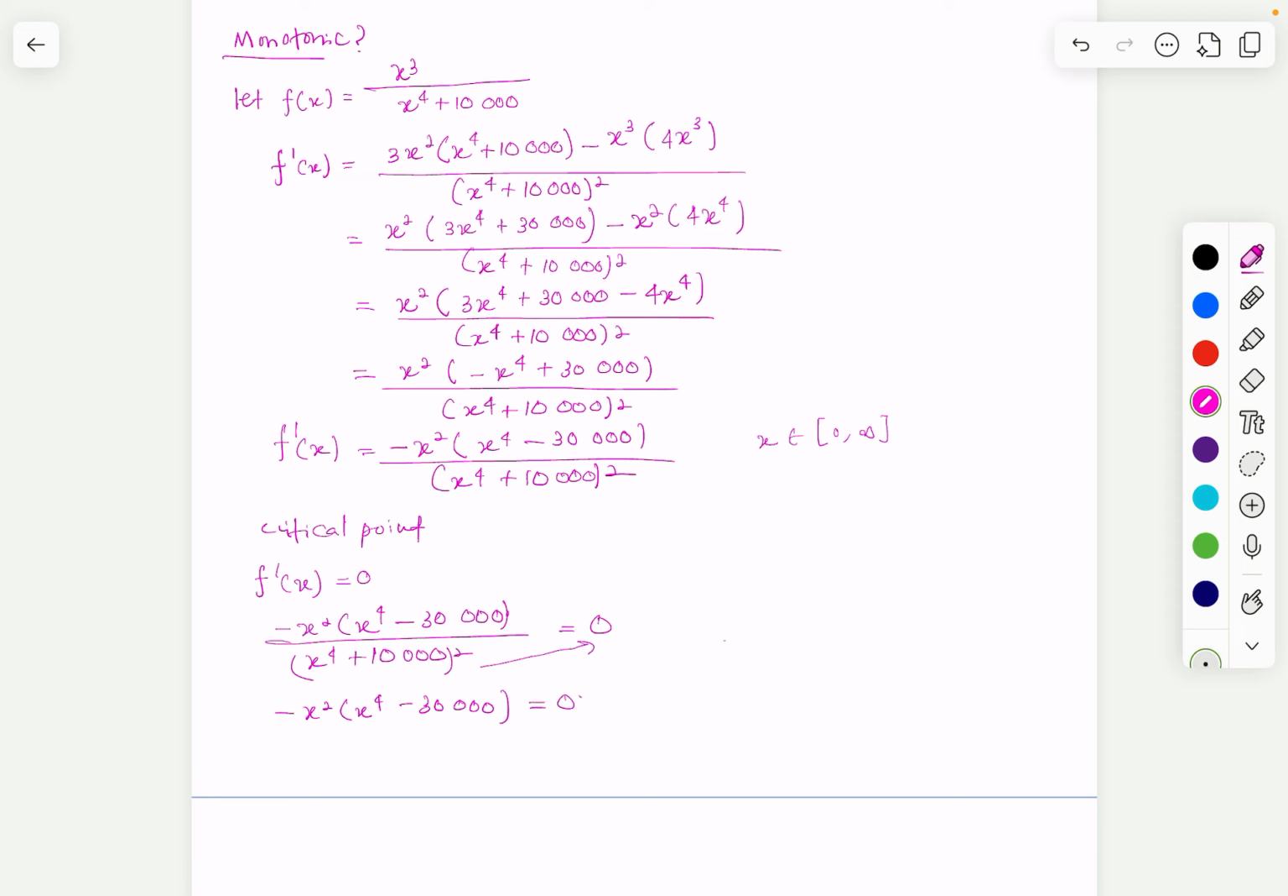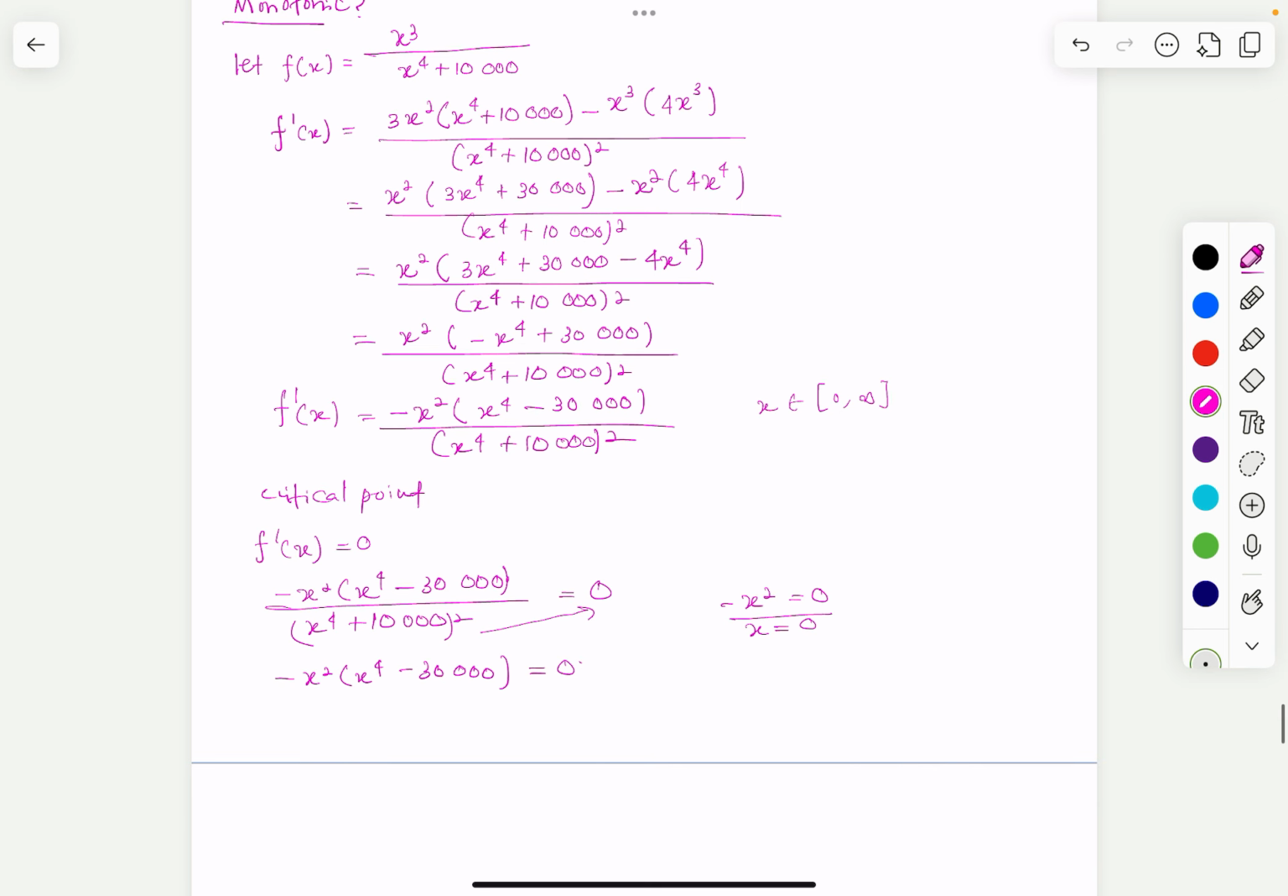So you find the value of x when it is equated to 0. The first one, negative x squared equals 0, so x equals 0. This is the first critical point. The second one is x to the power 4 minus 30,000 equals 0, so x to the power 4 equals 30,000. What is x? You can use your calculator, it is actually plus or minus 13.16074.